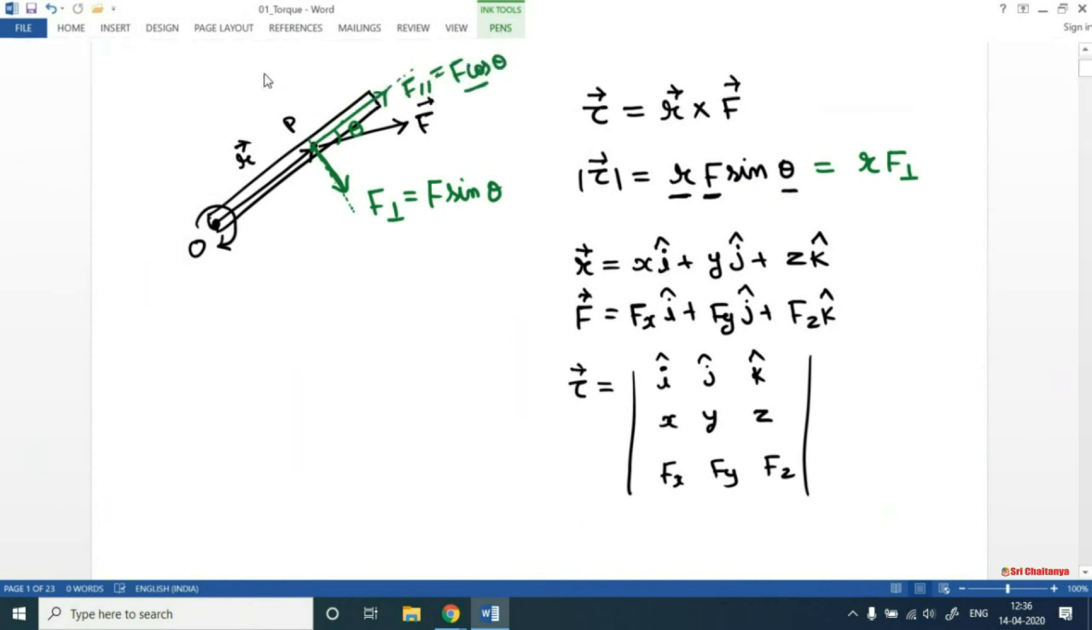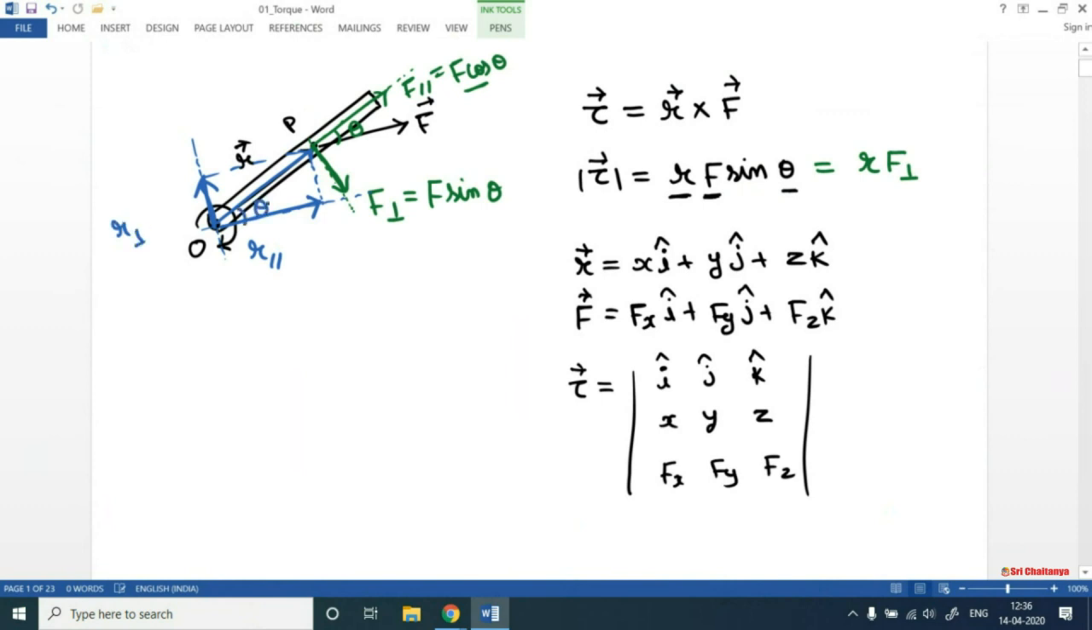Let me choose another color pen. We can divide this position vector into two mutually perpendicular components as well. So let's say this direction here is along F, and this is the direction perpendicular to F. So this radius vector or position vector can be resolved into two mutually perpendicular components. One would be this, along F, and the other component would be perpendicular to F. So this we can write as r parallel, and this we can write as r perpendicular.